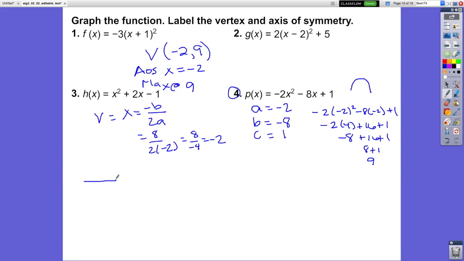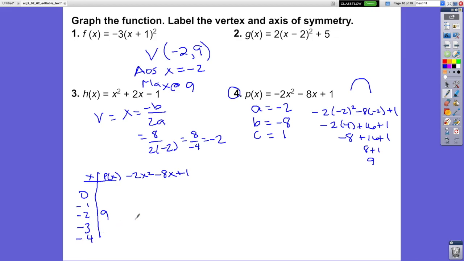So let's go ahead and t-chart this. So those are going to be my x's, and this is going to be my p of x, which is -2x squared minus 8x plus 1. Okay, so now we got to do a bunch of math and make sure that we check ourselves in our math, and that it's easy to make a mistake. Okay, so we're going to start with our vertex, in the middle. It's going to be -2 and 9, and we're going to pick 2 points above it, -1 and 0, and 2 points below it, -3 and -4.